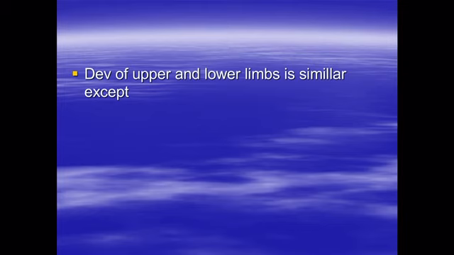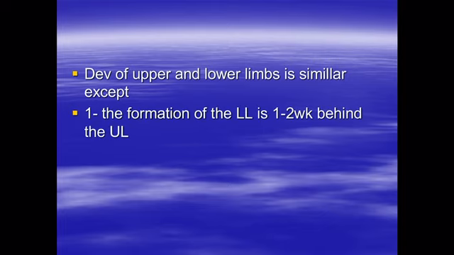Development, this is important. Development of the upper and lower limb is similar, except the formation of the lower limb is 1 to 2 weeks behind the upper limb. I mean, the lower limb is formed later than the upper limb.